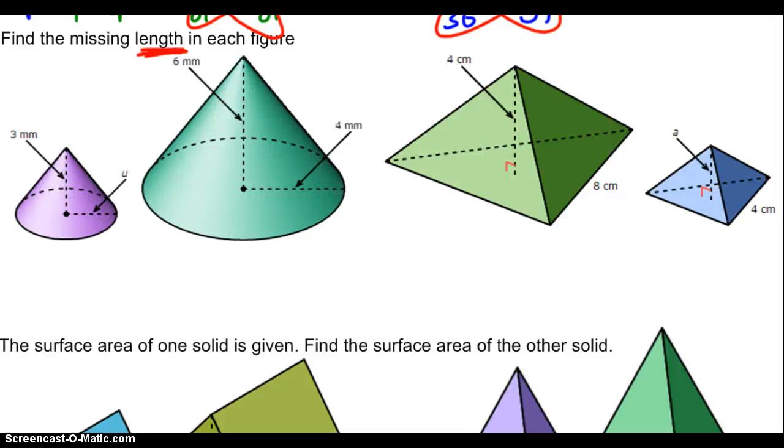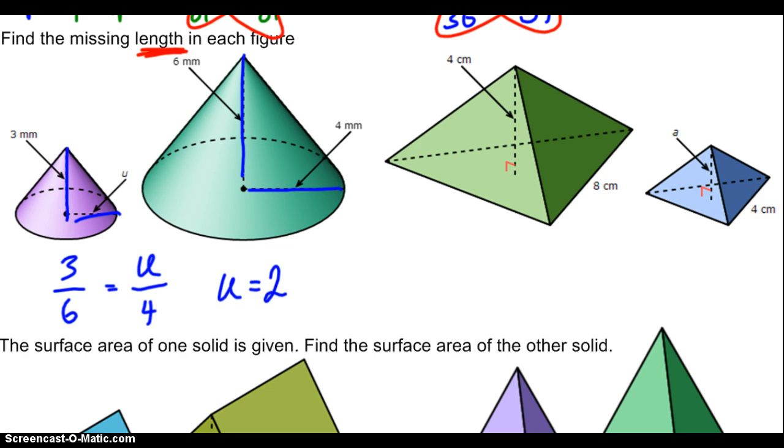Let's do the first one. It says this is 3, this is 6. So I'll compare 3 to 6. Okay. This is u, this is 4, equals u over 4. And if you cross multiply to solve, you should get u equals 2. Not too bad. Try the next one on your own.